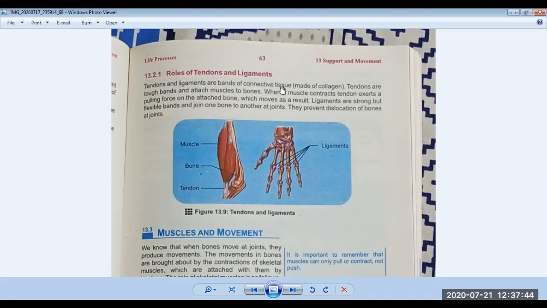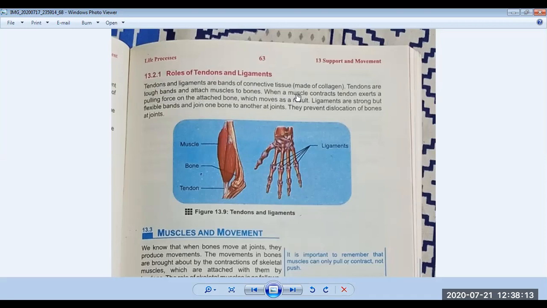I have told you our bones are made by connective tissue made of collagen. So tendons are tough bands and attach muscles to bones. Underline it, it's the definition of tendon. Tendons are tough, hard bands that attach muscle to bones. When a muscle contracts, the tendon exerts a pulling force on the attached bone, which moves as a result. So what is the function of tendons?